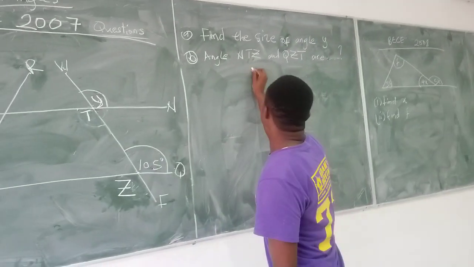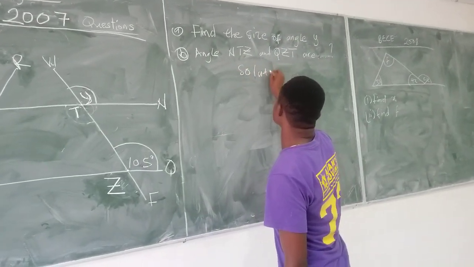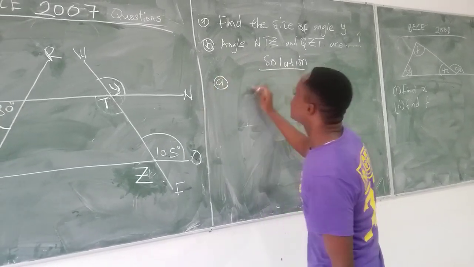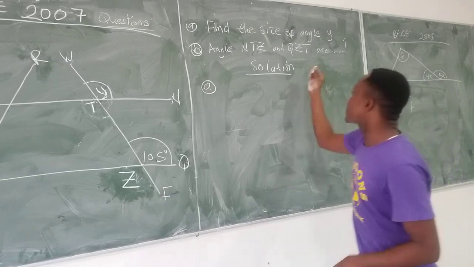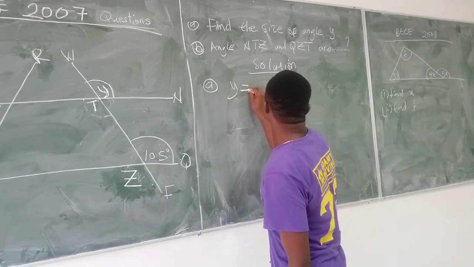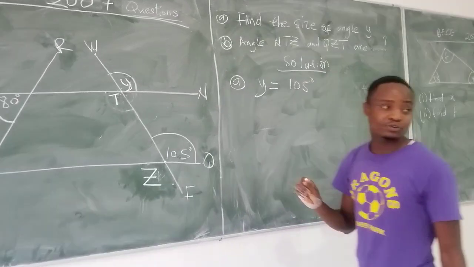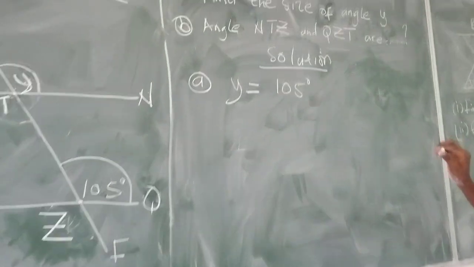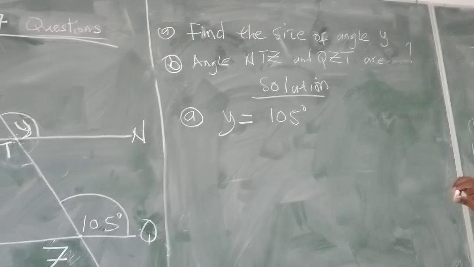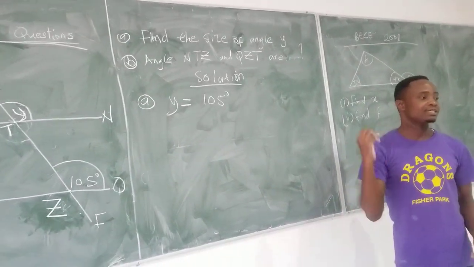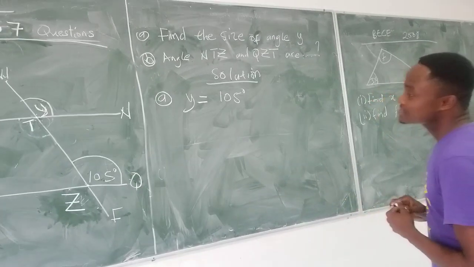So we have a solution. This is actually objective, so there's no need for working out. So our y here is 105 degrees. You look through your alternatives and then you select your answer.